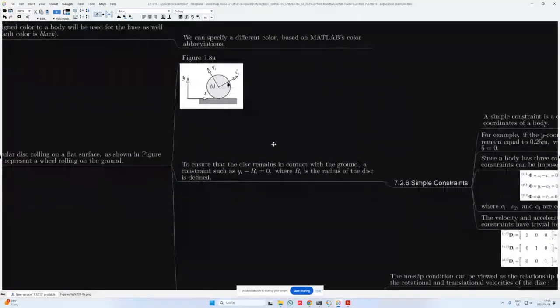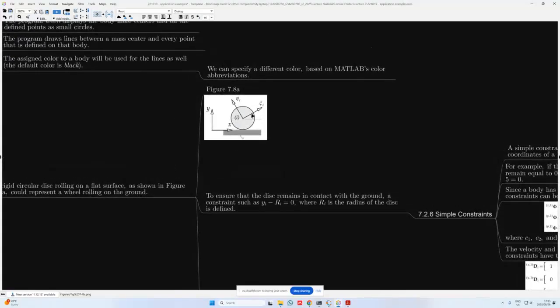To ensure that the disc remains in contact with the ground, a constraint such as yi minus ri equal to 0 can be implemented, where ri is simply the radius of the disc in this case. So in other words, we're simply saying that we know what the center of mass of the disc needs to be, or its y-coordinate of the center of mass, and this must be equal to the actual radius if our global coordinate system is situated on the ground surface that the wheel is rolling on. So yi should in essence be equal to ri in order for contact to occur between the wheel and the surface.